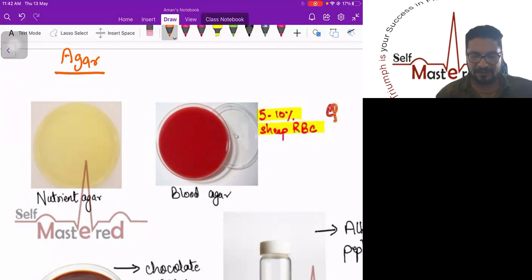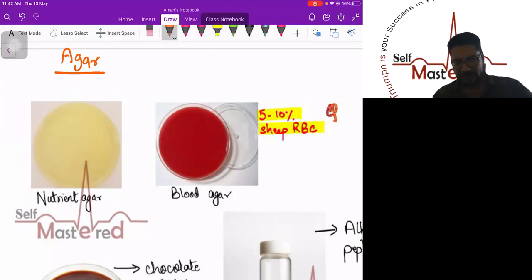So understand this, agar is made from seaweed. Generally, we use 2% agar in solid media. For semi-solid media, we use 0.5 to 2% agar. Agar does not have any nutritive property. It is just a solidifying agent. It is nothing else, just a solidifying agent.